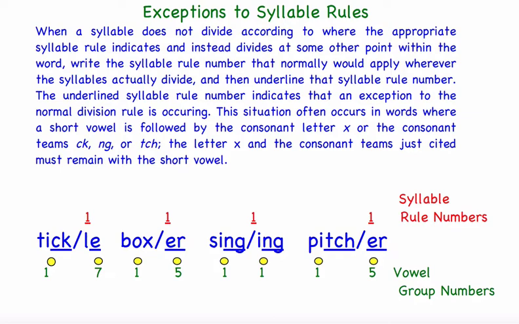In the word singing, we have NG, which must come after the short vowel. It must stay with the short vowel, so we are going to have another situation where an exception occurs in division. We write the number 1 after the NG team and underline it. And then finally, pitcher, we have a TCH team, which also must always follow a short vowel. It never starts a syllable. So we have to divide the word after TCH. We write the number 1 above the word and underline the 1 to indicate an exception to syllable rule number 1 is happening.